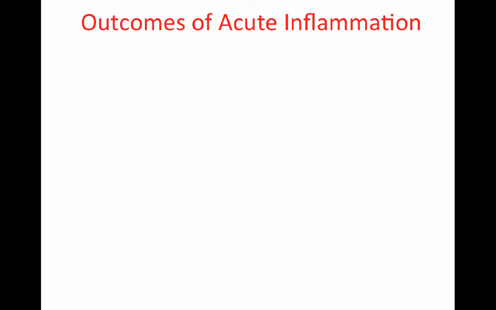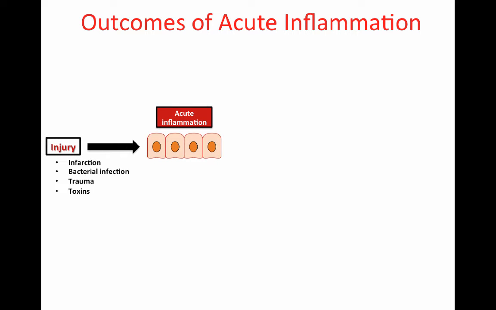Acute inflammation can have several outcomes. Infarction, bacterial infection, trauma, and toxins can cause injury that leads to acute inflammation. Some characteristics of acute inflammation are vascular changes, limited tissue injury, and neutrophil recruitment. One of the possible outcomes of acute inflammation is resolution.